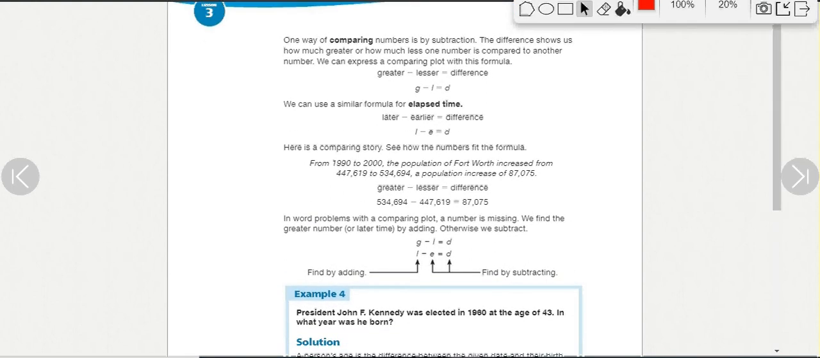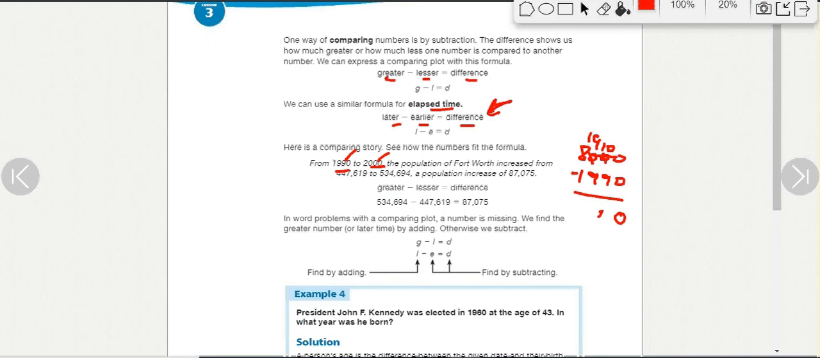If you ever have to compare an amount, this amount's bigger, this amount's less. Here's the difference. That's kind of what I was doing with the last problem. And then elapsed time. If it's later, you take away the earlier and you find the difference. Year 1990 and then the year 2000, the population increases, right? What if I asked you how much time had passed? Later is 2000. Earlier is 1990. 1990 is earlier in the span of time. And you subtract to find the difference for elapsed time. There's always a lot of borrowing with elapsed time.